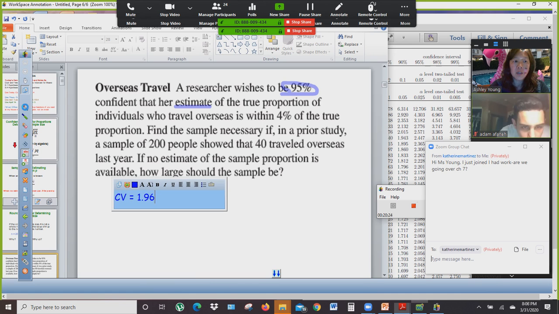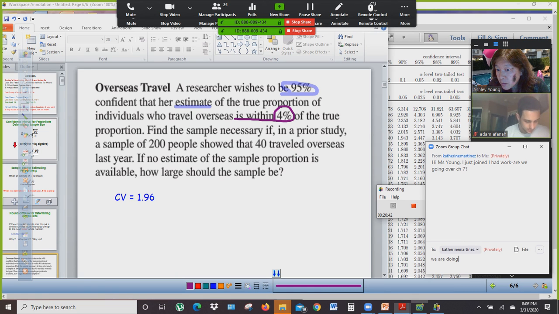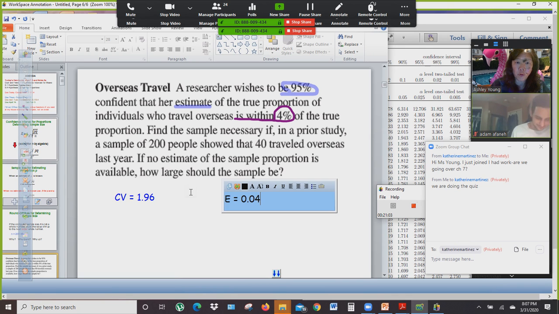So we know that our critical value, CV, equals 1.96. Great. And then we say the percentage of individuals who travel overseas is within 2%. So you find "within" and you find your error. Remember, if I'm asking you what the sample size should be, I have to give you the error. I can't give you just parts of it.